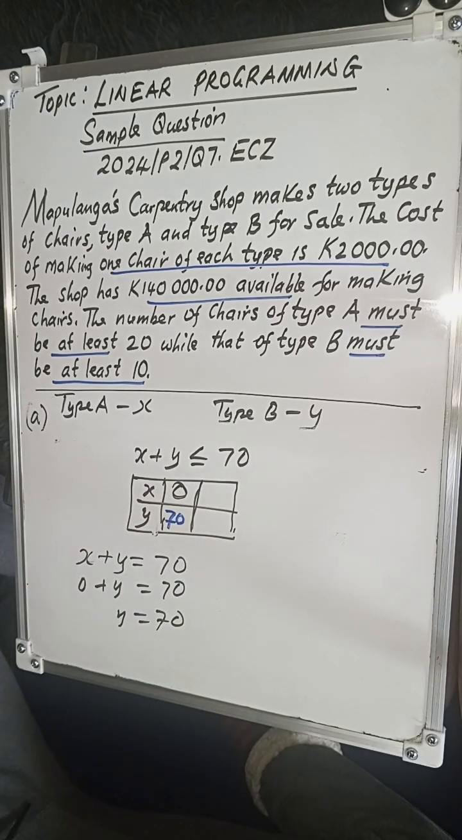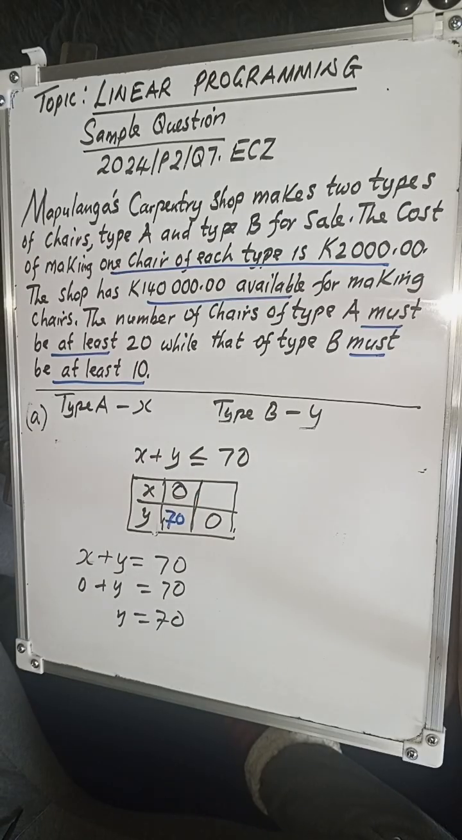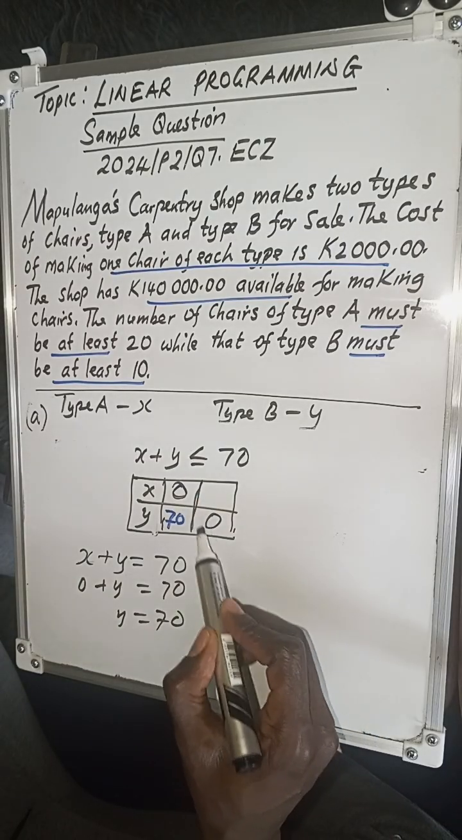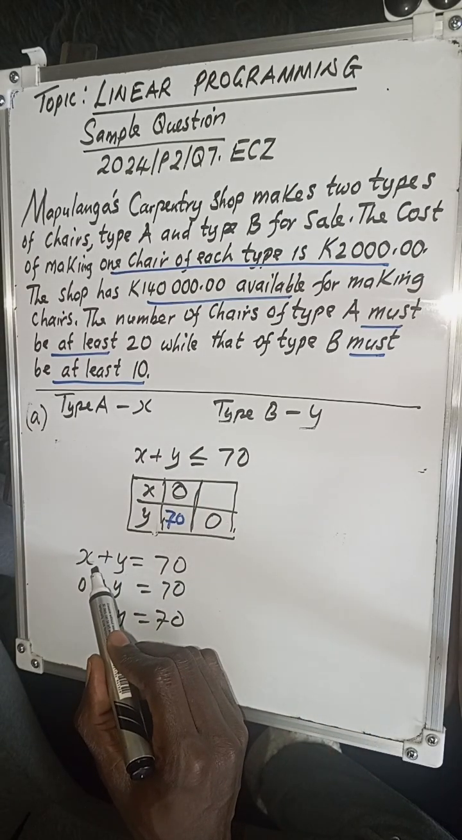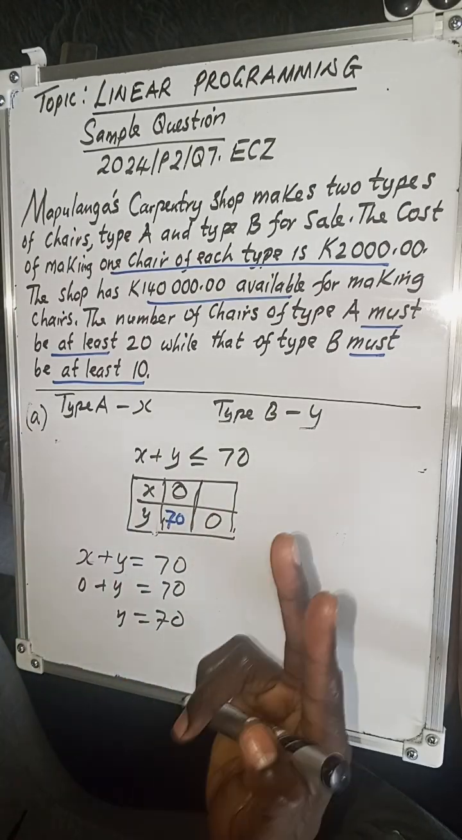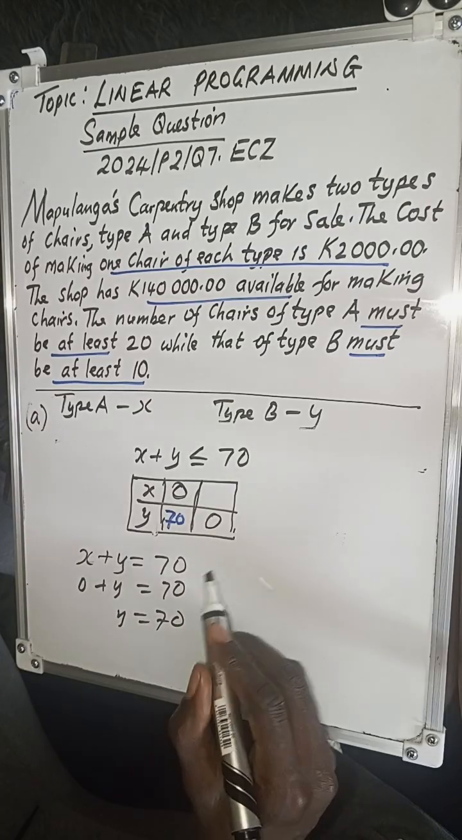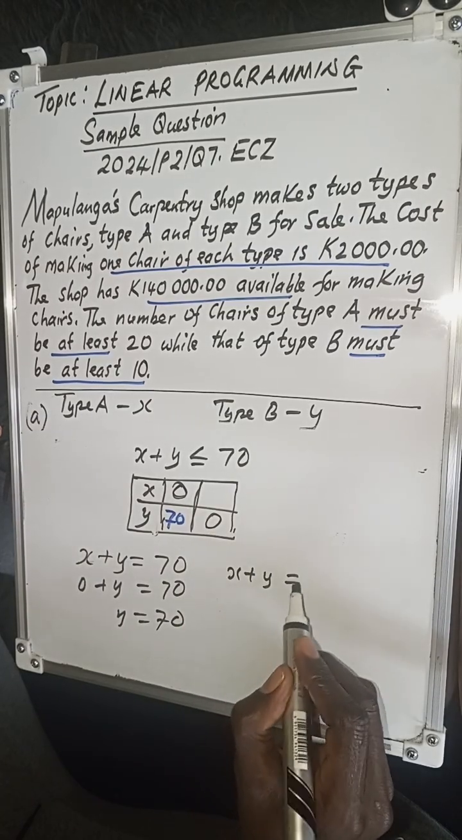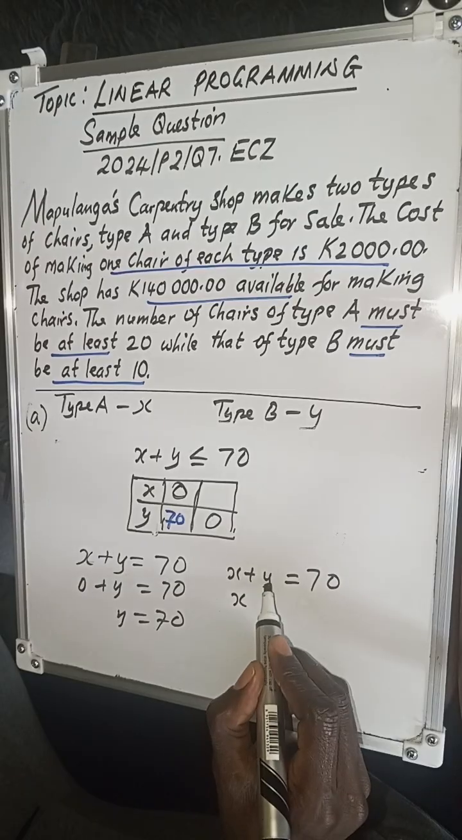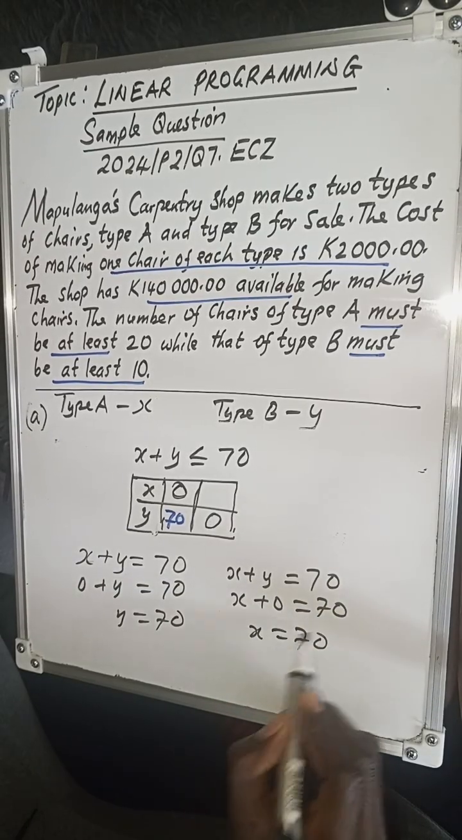You can also try out and simply say, suppose y is 0. What will my x give me? Please, like I said, why I'm using 0, because wherever I replace 0, it will cancel out. But you're at liberty to use any values. You need just two coordinates to draw a straight line. So when y is equal to 0, what will x be? So again, I'll replace when my y is 0. What will my x give me? So x is equal to 70.